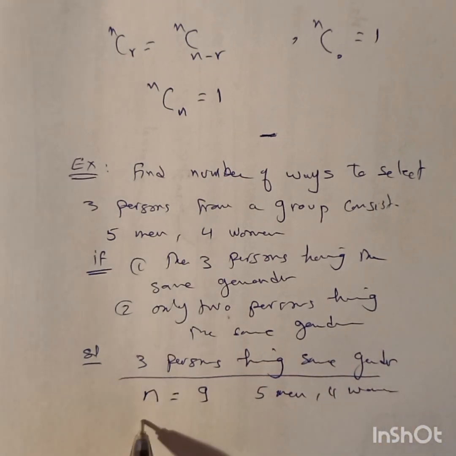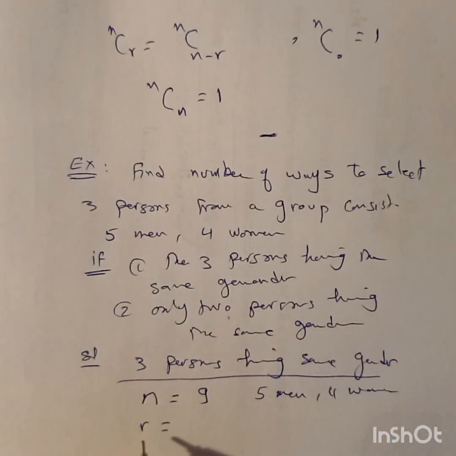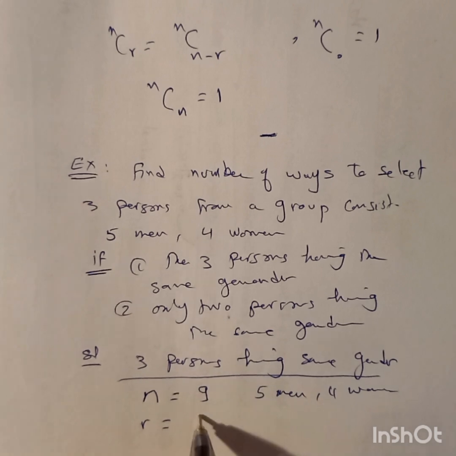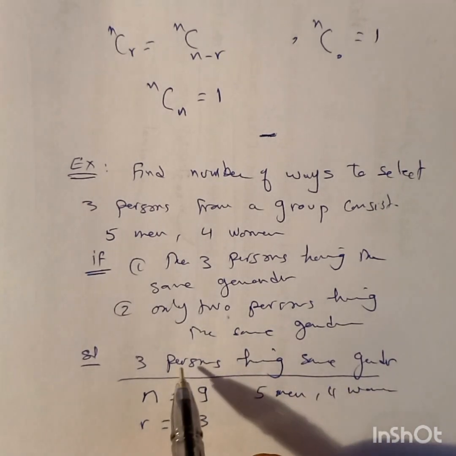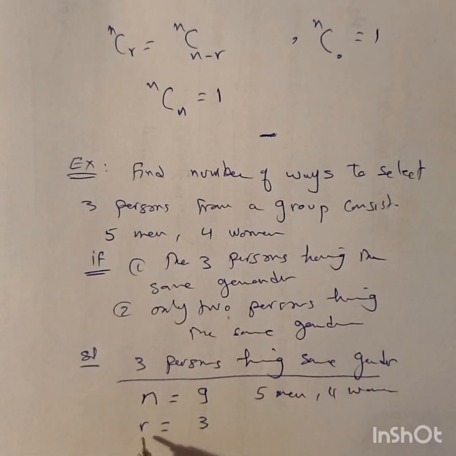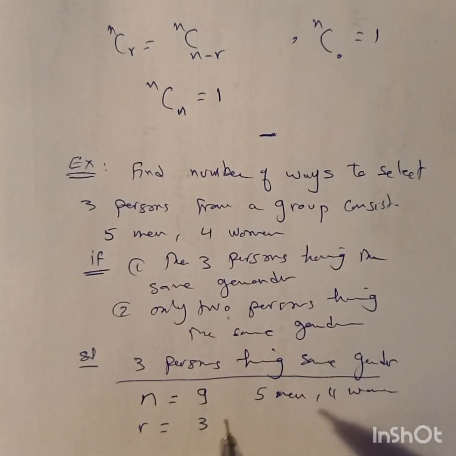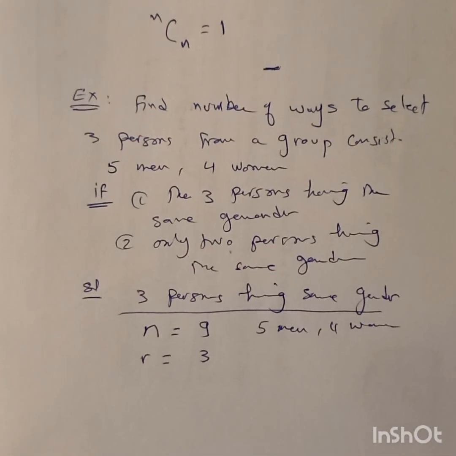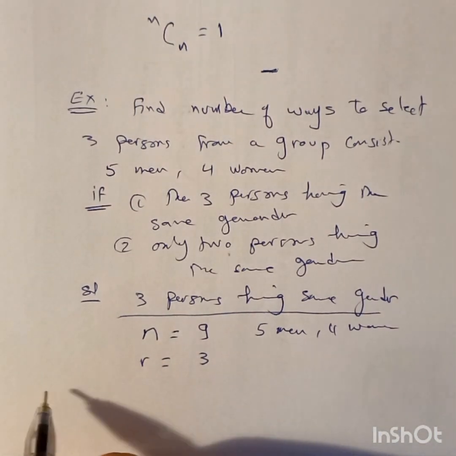Okay, r is the number of elements of the subset. Here we have 3, as it's required to form a team consisting of 3 persons having the same gender. Then we have r equals 3. Then we can find the number of ways to form this team as follows.